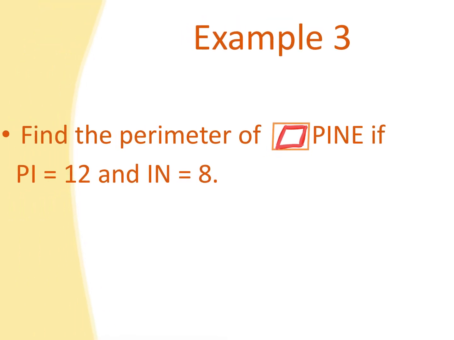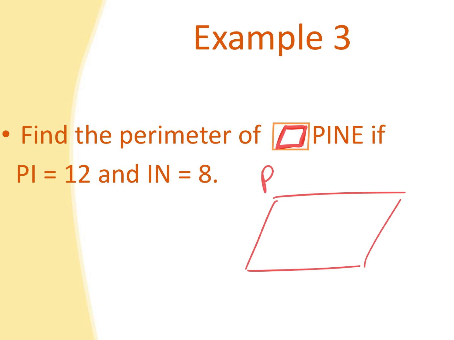What do I do? What does Ms. Jericho always want to do? Draw a picture. What are my vertices? P, I, N, and E. Make sure as you go along your figure, you follow the order of the letters. So I went P, I, N, E.